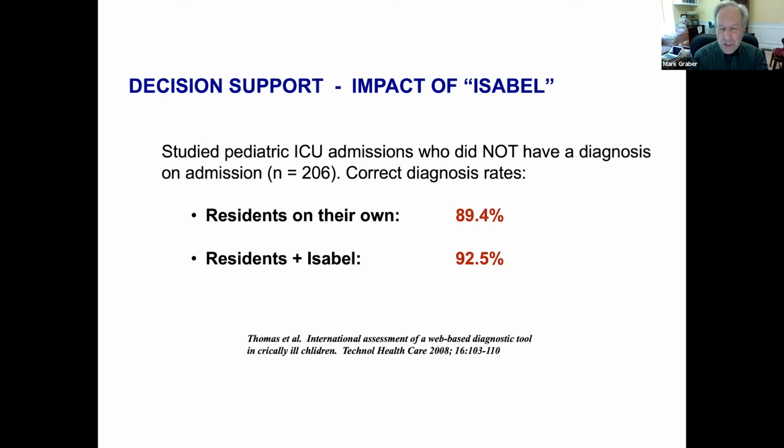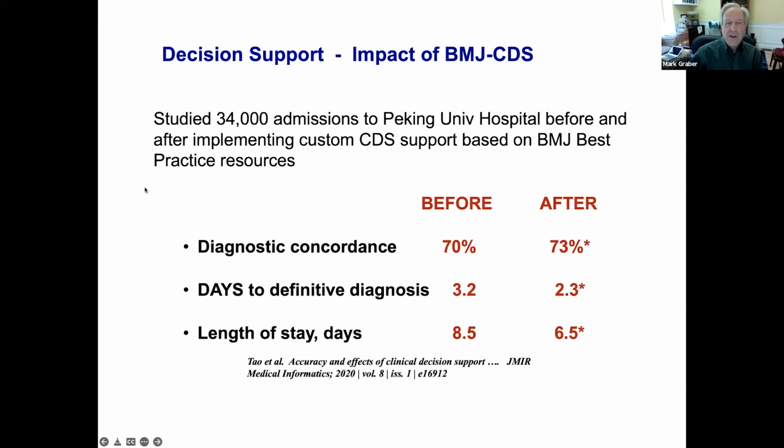We have to use decision support or get a second opinion or stop and think or any of the other simple things that we could do to try and improve the process. They are not that difficult. They're not that expensive. Another study of decision support looked at the impact of a system that based its recommendations on BMJ best practices. And again, the diagnostic accuracy rate went up, the days in the hospital went down, and the length of stay was shorter.